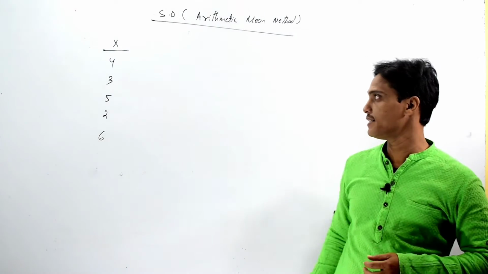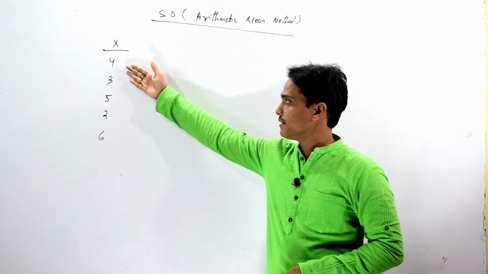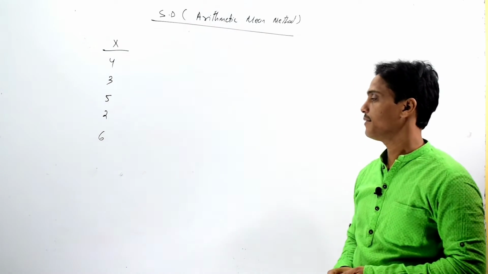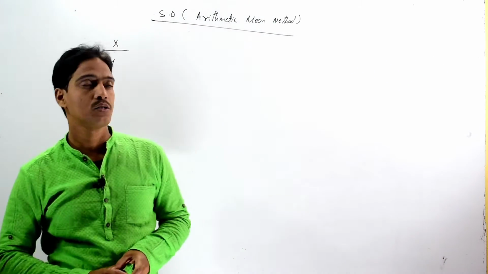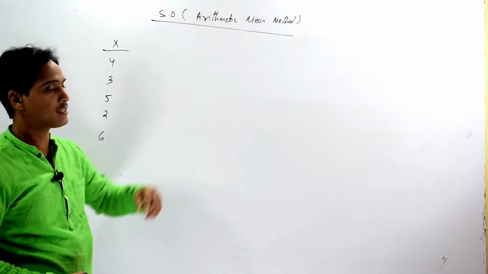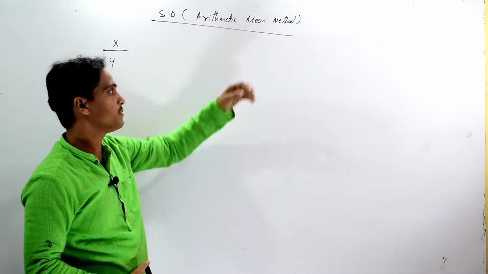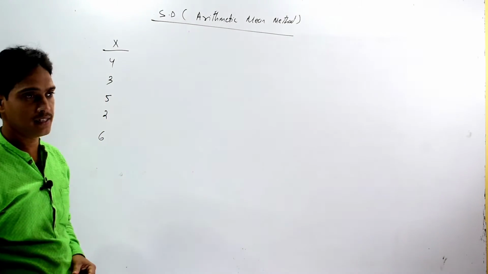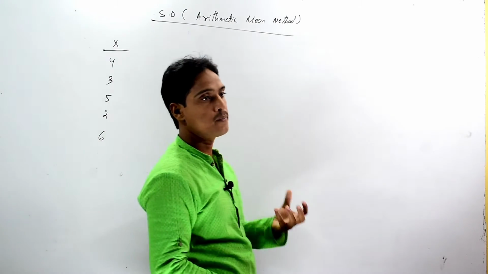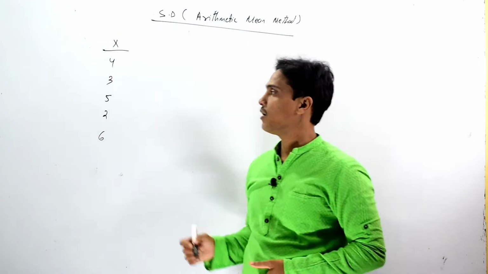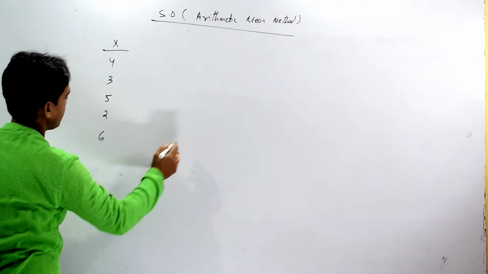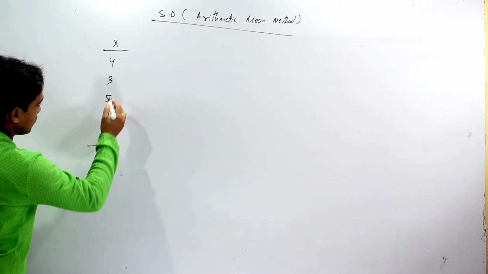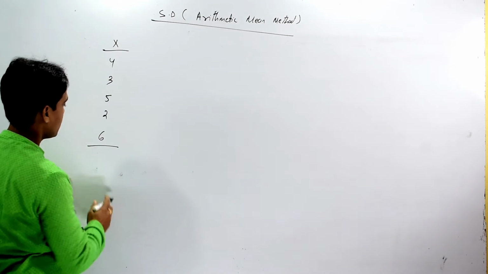The given series is x, that is 4, 3, 5, 2 and 6. Here we should compute the standard deviation by using the arithmetic mean method. That means first of all we should compute the arithmetic mean of the given series, which is calculated by using the rules of arithmetic mean.